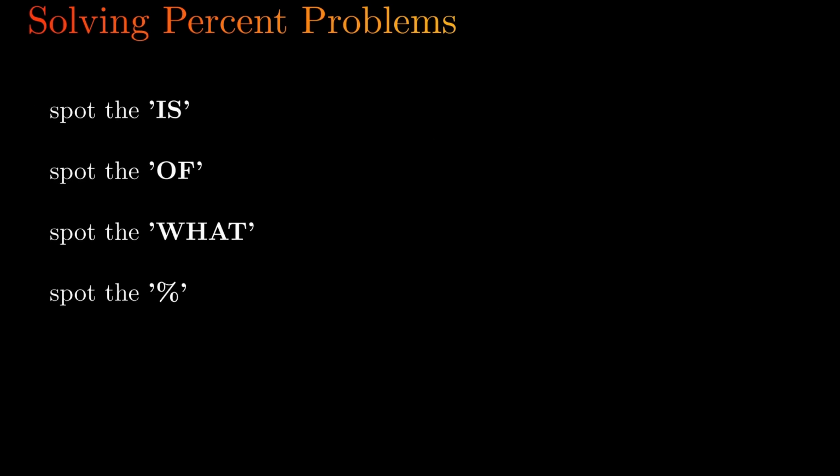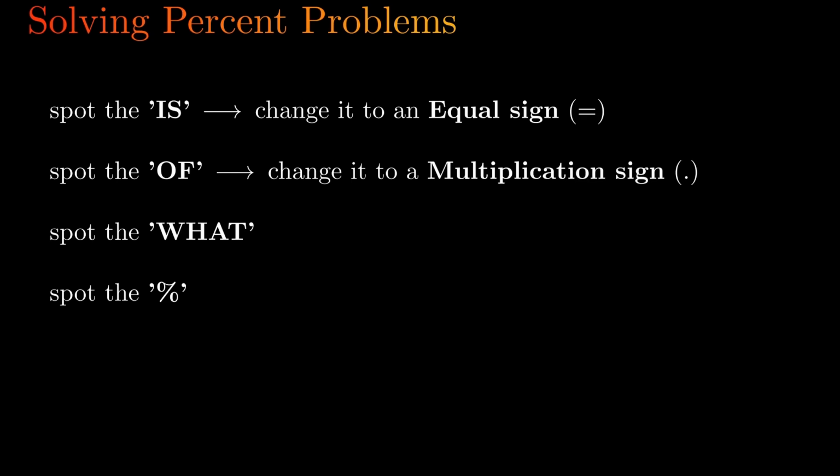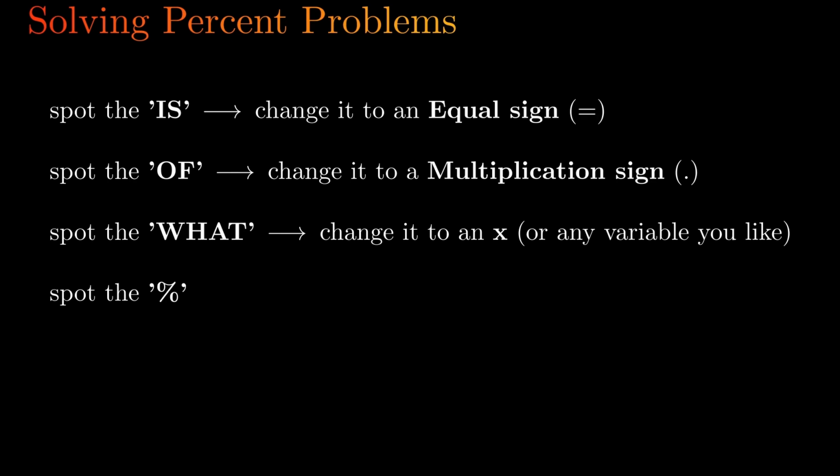Step 1. Spot the is. Change it to an equal sign. Step 2. Spot the of. Change it to a multiplication sign. Step 3. Spot the what. Change it to an x. Step 4. Spot the percent. Turn it into a decimal immediately. Let's test our checklist on 3 different examples.